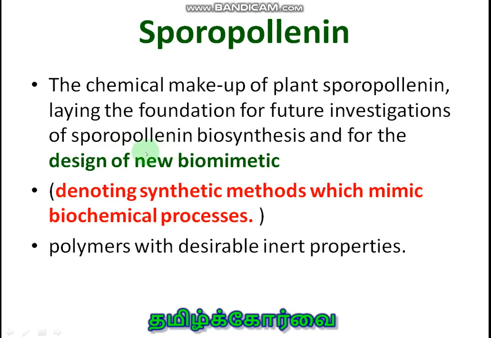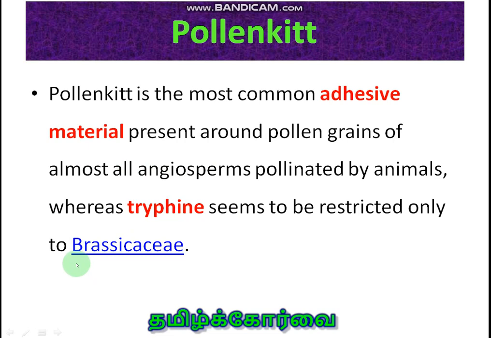This chemical uniqueness of sporopollenin lays the foundation for producing sporopollenin-type substances, designing new biomimetic molecules. Biomimetic means denoting a synthetic, that is, artificial method which mimics biochemical processes, so that polymers with desirable inert properties can be produced, by which we are able to produce various types of inert materials.